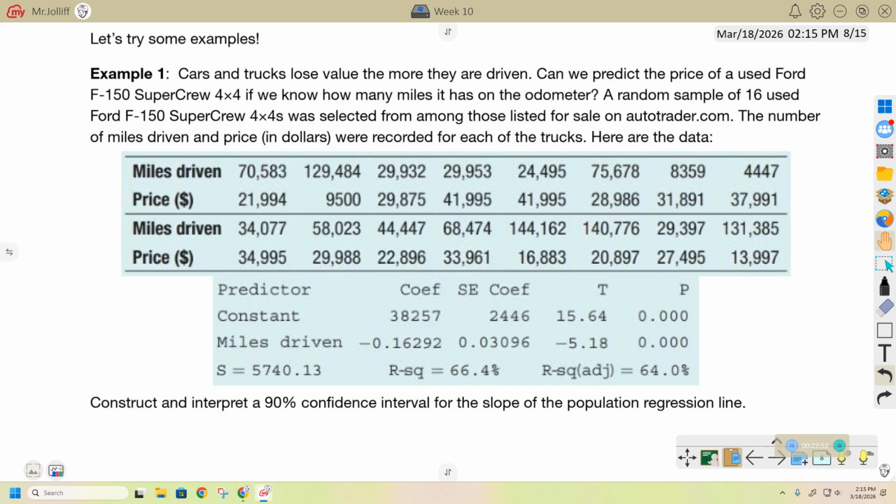Cars and trucks lose value from where they are driven. Can we predict the price of a used Ford F-150 Super Cruise 4x4 if we know how many miles it has on the odometer? A random sample of 16 used Ford F-150 Super Cruise 4x4s was selected from among those listed for sale on AutoTrader.com. The number of miles driven and price in dollars were recorded for each of the trucks. Here are the data. Construct and interpret a 90% confidence interval for the slope of the population regression line.